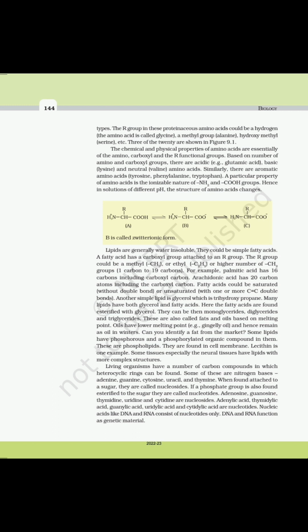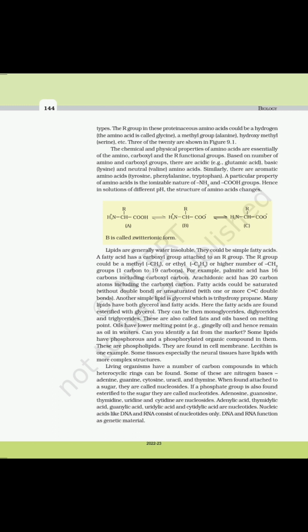Another simple lipid is glycerol, which is trihydroxypropane. Many lipids have both glycerol and fatty acids. Here the fatty acids are found esterified with glycerol. They can be then monoglycerides, diglycerides, and triglycerides. These are also called fats and oils based on melting point. Oils have lower melting point, e.g., gingerly oil, and hence remain as oil in winters.